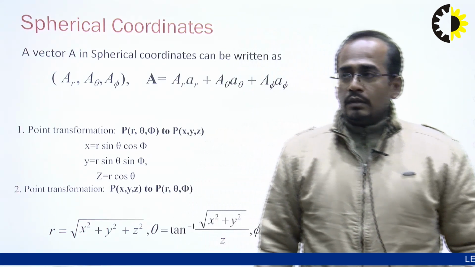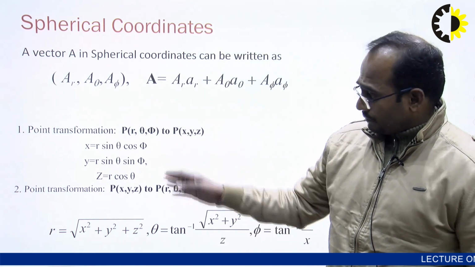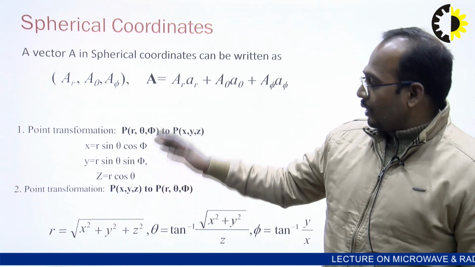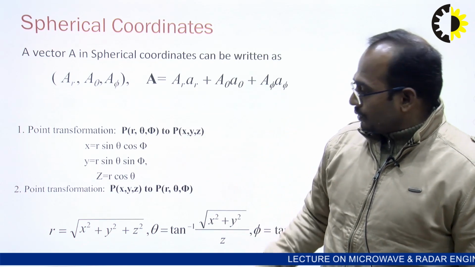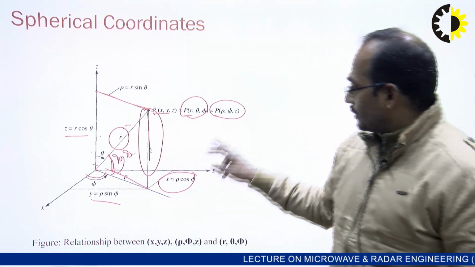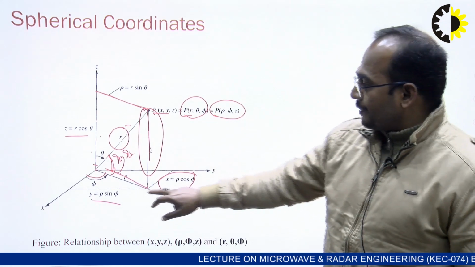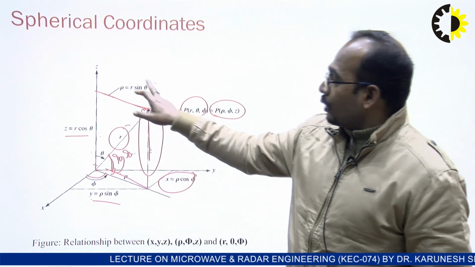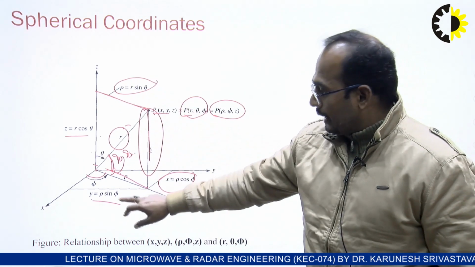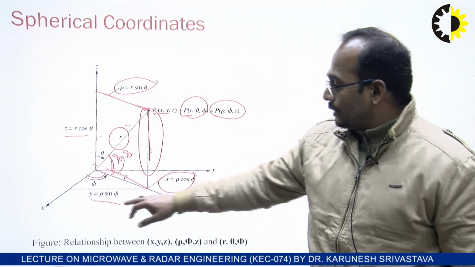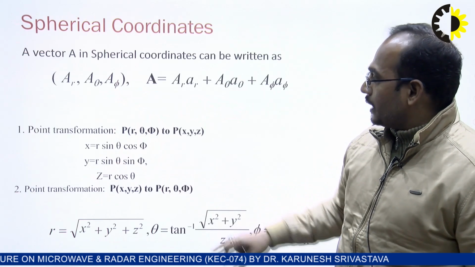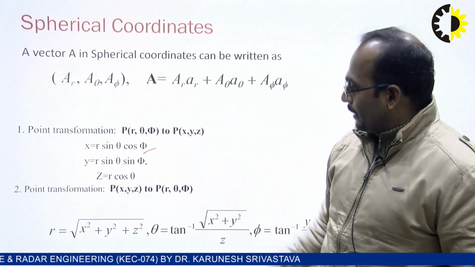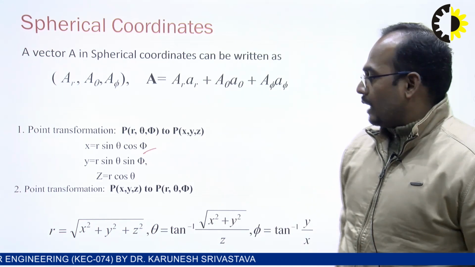So this is the point transformation from spherical coordinate to Cartesian coordinate system. In the previous slide I have written x is equal to rho cos phi, y is equal to rho sin phi, z is equal to r cos theta, and rho is equal to r sin theta. By putting rho equal to r sin theta, you will get x is equal to r sin theta cos phi, y is equal to r sin theta sin phi, and z is equal to r cos theta.